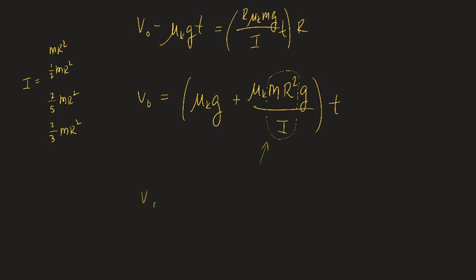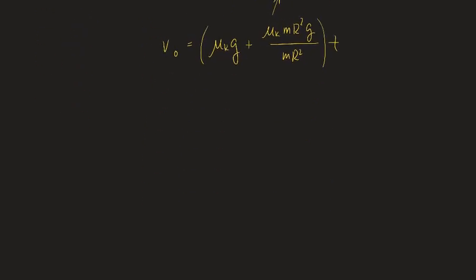That means that V naught equals mu k g plus mu k mr squared g over mr squared times t. We need t. That's what we're going for. So I cancel out the mr squareds, and you'll notice I get mu k g plus mu k g. You guys all see that? So V naught equals 2 mu k g times t. So it takes this long to reach rolling. This is how long it takes to reach the condition for rolling.